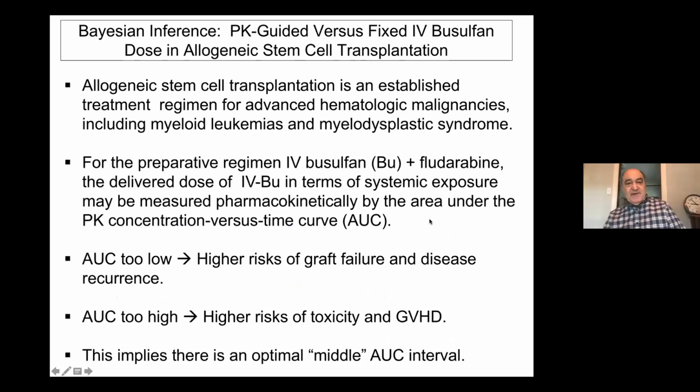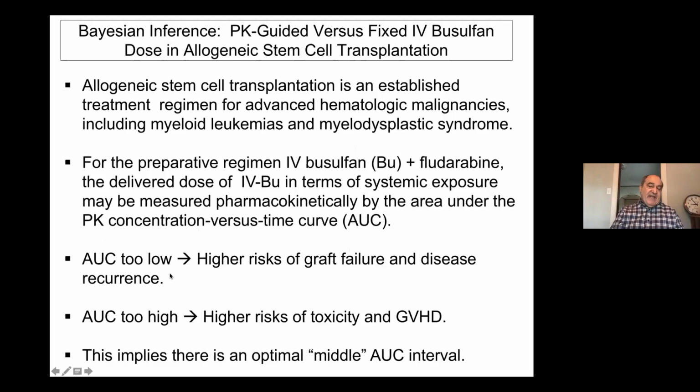So here's Bayesian inference. This is for observational data. This is a rather specific area where Borje Andersson had cooked up this thing called pharmacokinetically guided versus fixed dose intravenous busulfan in allogeneic stem cell transplantation. So allotransplant is the established regimen for advanced hematologic malignancies. It's way better than chemotherapy, and it includes myeloid leukemias, myelodysplastic syndrome. And so for the preparative regimen, IV busulfan plus fludarabine, the delivered dose in terms of systemic exposure is quantified by the area under the curve that you get from doing a pharmacokinetic analysis. So AUC is the delivered dose in the blood.